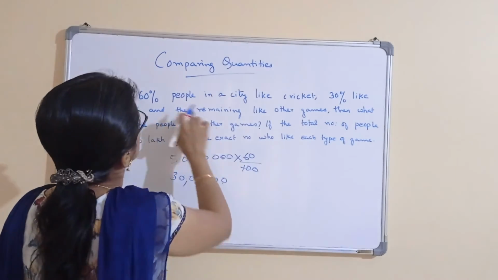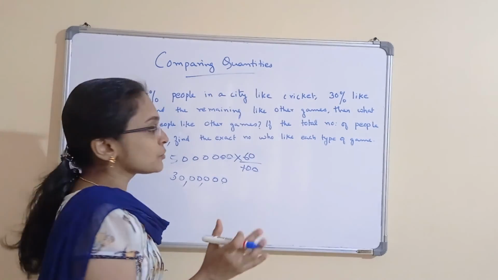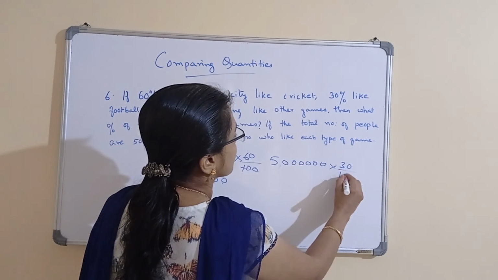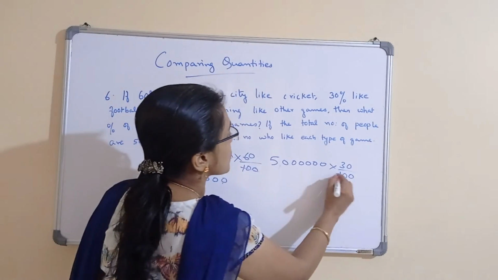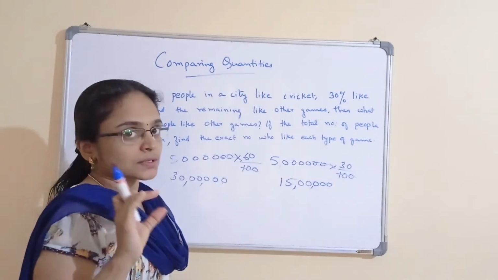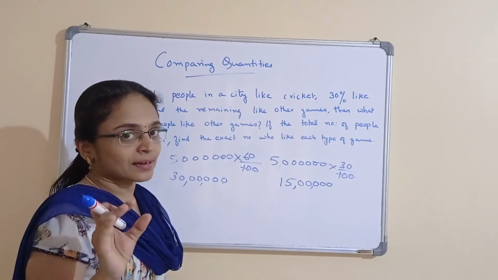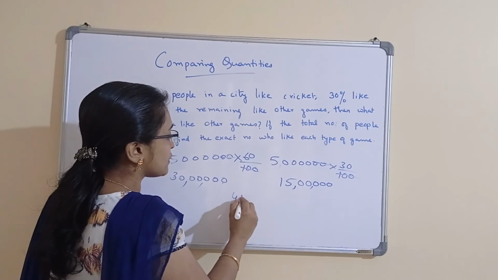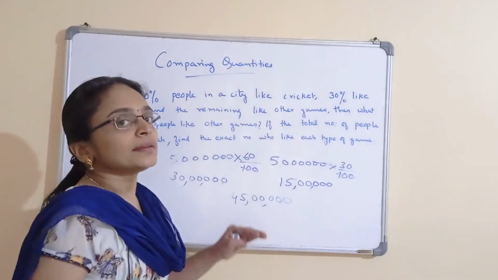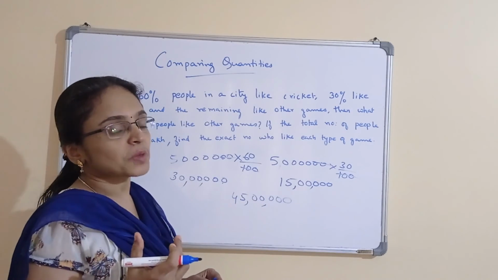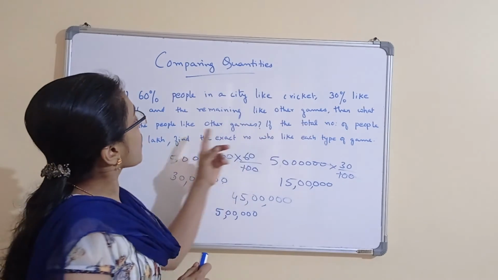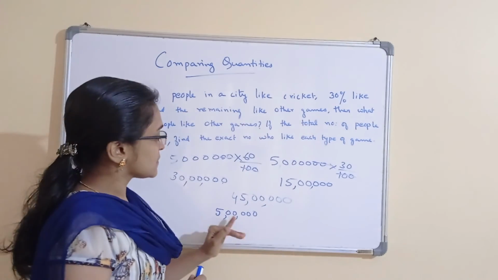Next is 30% like football. So how many people like football? 50 lakh into 30 by 100. So this is equal to 15 lakh. Right? So the total number of people who like cricket and football is 45 lakh. Okay. Now what is the remaining number of people? It is 5 lakh.